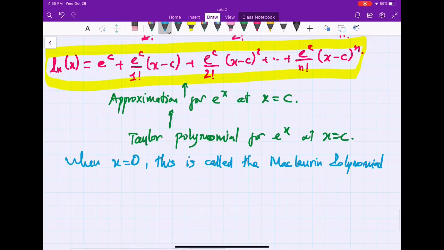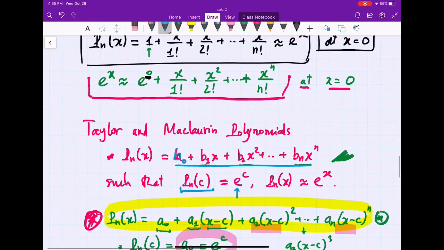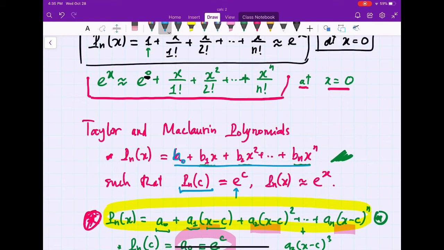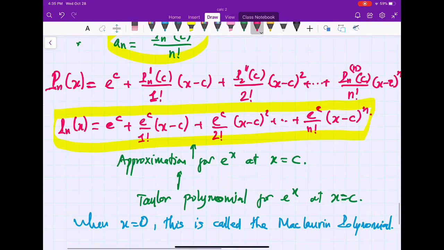So basically, the general form at any point is called a Taylor polynomial. But at 0, that is called a Maclaurin polynomial. Does that make sense? So the one we just obtained previously is the Maclaurin polynomial, right? And right now we have the Taylor polynomial for e to the x.